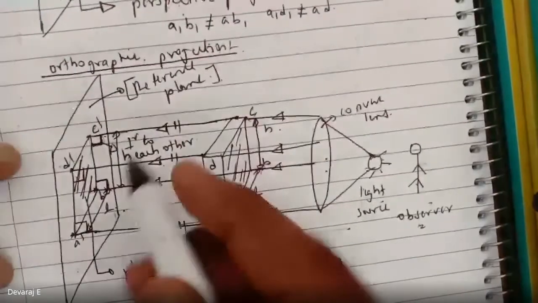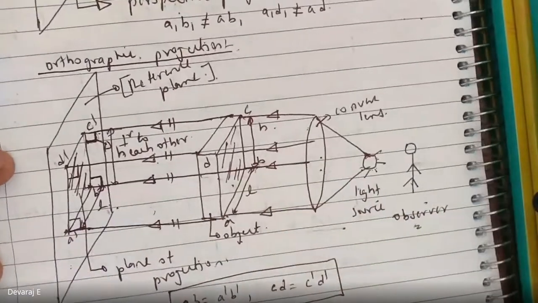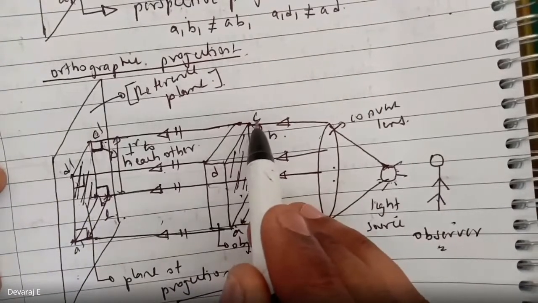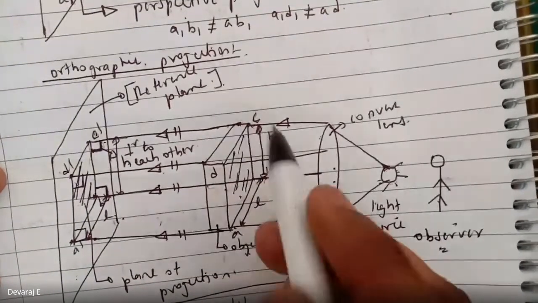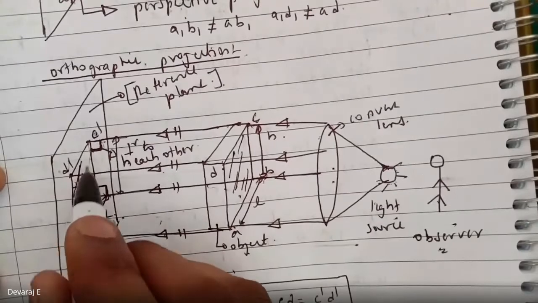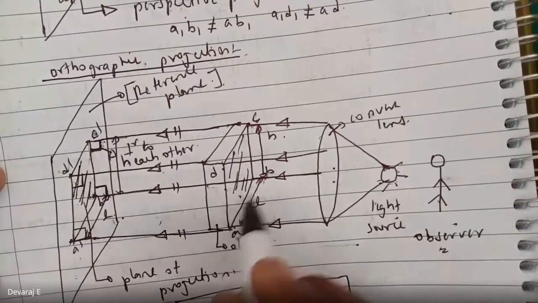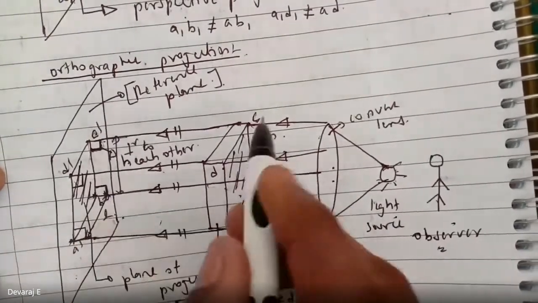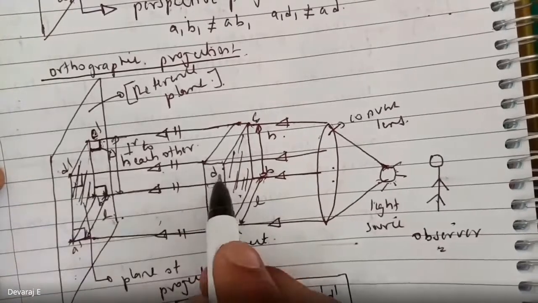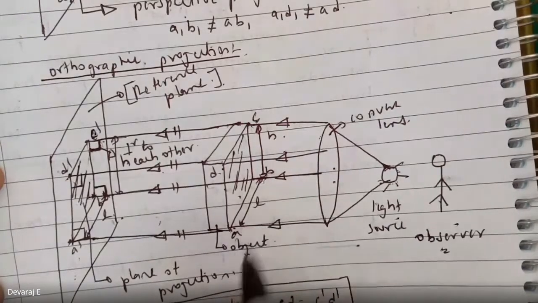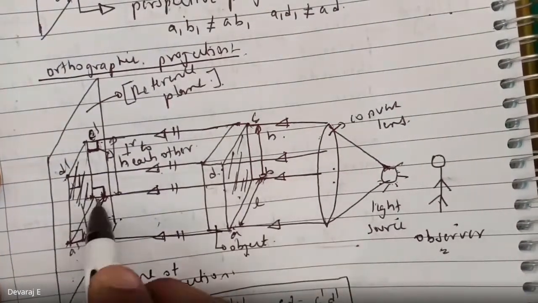Sir, what is that C dash and D dash? Once the projection is formed on the reference plane, this is C. This is the actual object; I'm mentioning A, B, C, D. The image which is falling on the reference plane, I'm calling A dash, B dash, C dash, D dash. Then I will measure AB. This is the AB length, and this is the A dash B dash length.